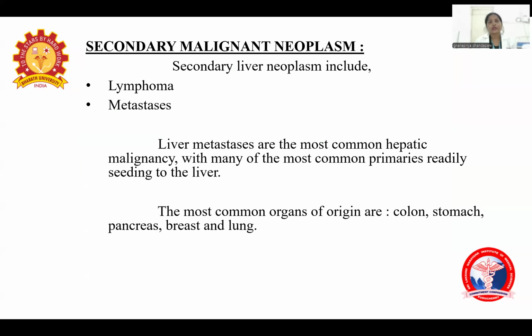The secondary neoplasms include lymphoma and metastasis. Liver metastases are the most common hepatic malignancy, with most of the primaries readily seeding to the liver. The most common organs of origin are colon, stomach, pancreas, breast, and lung.